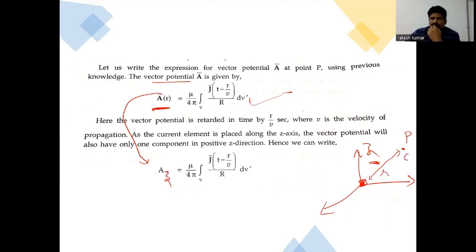Now you want to calculate the electric field and magnetic field. Since I have kept the alternating current element along the z-axis, Az is equal to mu by 4 pi times the integration of J of t minus r by v, into dv dash. Clear?